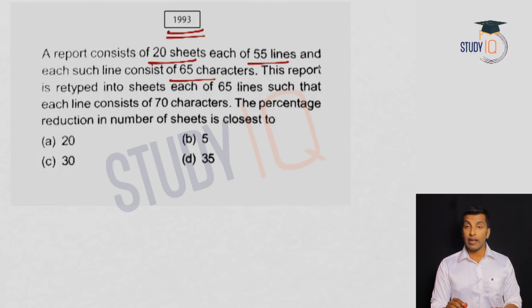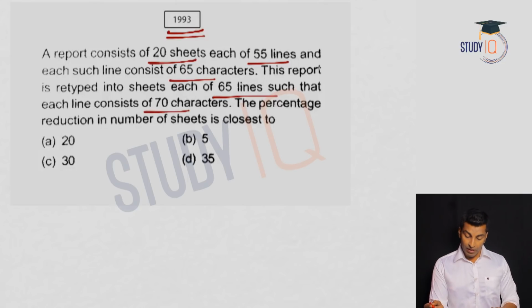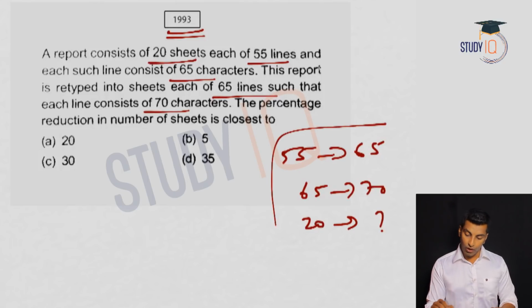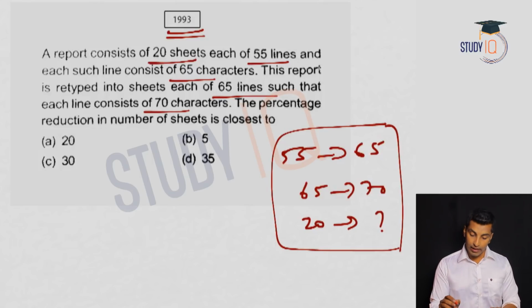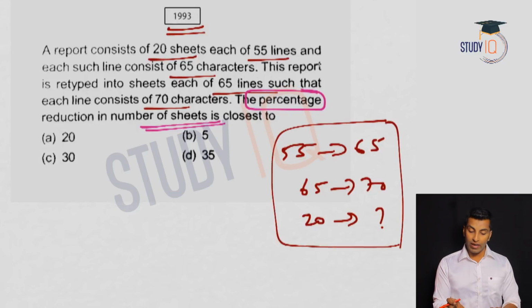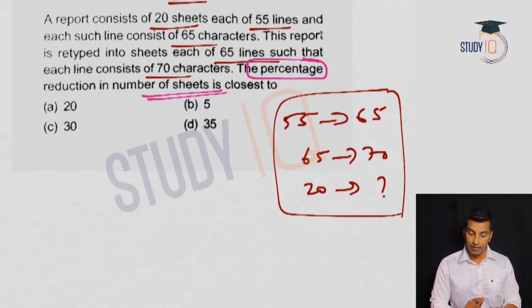Each line consists of 65 characters, and this is retyped or modified into sheets, each of 65 lines, such that each line has 70 characters. So you can see the 55 to 65 change, then 65 to 70 change, and 20 sheets to some change will be there. We know how to find it; we discussed that method in the percentage chapter. What is asked is the percentage reduction in the number of sheets. They are not asking about the number of sheets, but about percentage reduction. But anyway, we need the number of sheets also, then only you can find the percentage change.